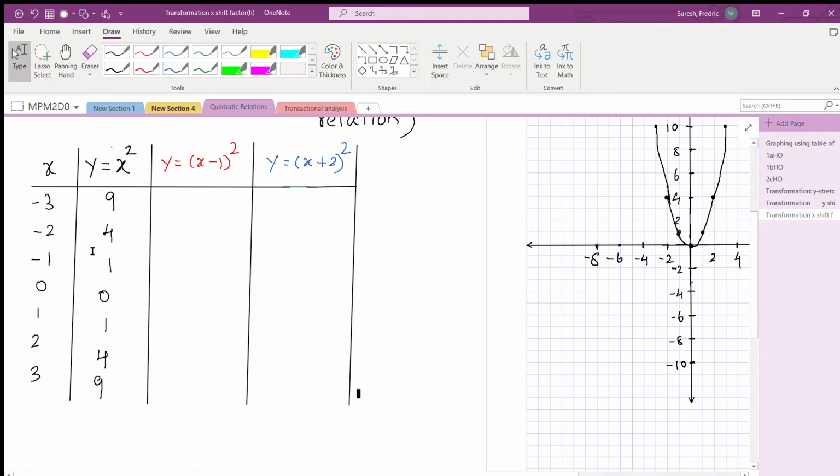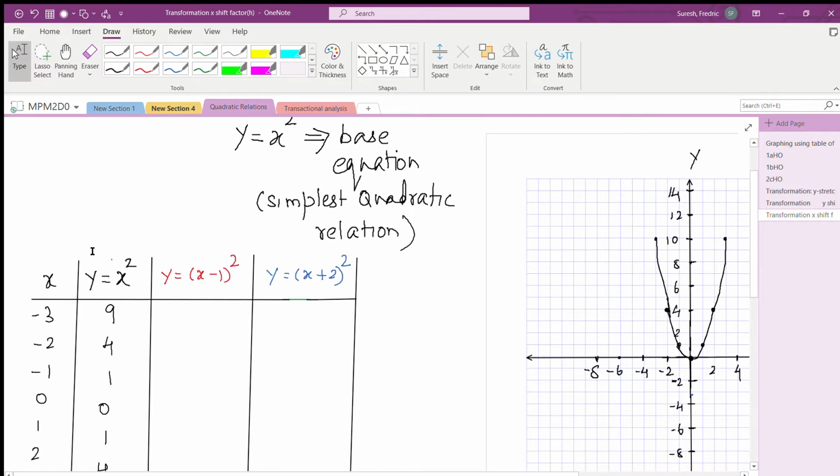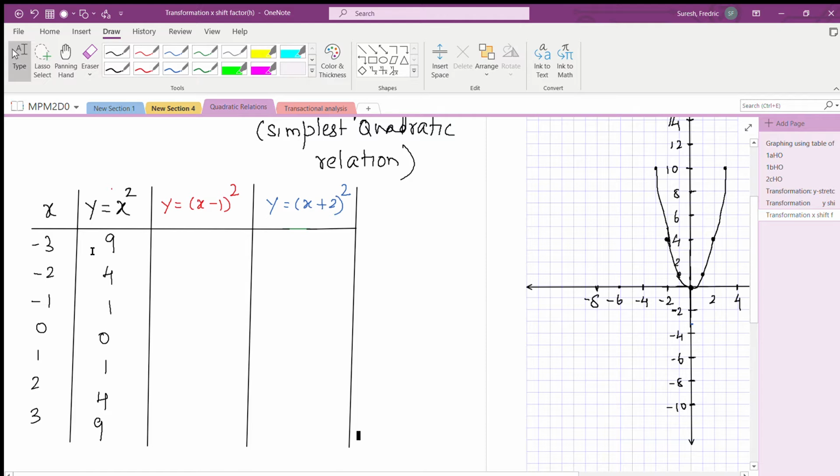Guys, in this video, we're going to talk about the transformation, the X-shift factor. In the two previous videos, we talked about Y-stretch factor and a Y-shift factor. In this case, we're going to talk about the last of the three transformations for quadratics, the X-shift factor.